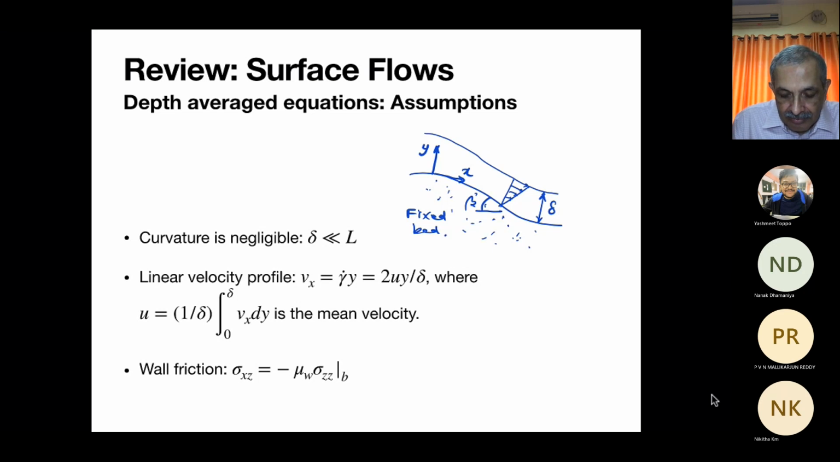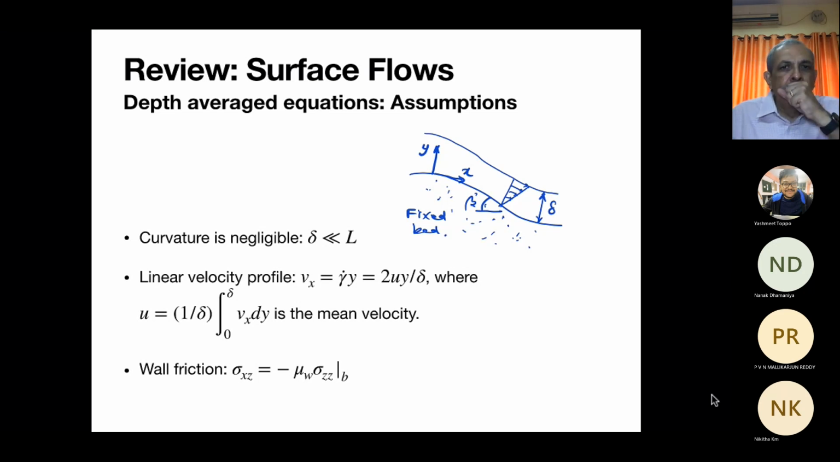Again, delta is the thickness of the layer, u is the mean velocity in the layer, and it's essentially equal to the integral of u dy from 0 to delta. That gives you u. And supposing this flow is occurring between two vertical walls, then along those walls in the z direction there will be wall friction, which is given by mu_w times sigma_zz.